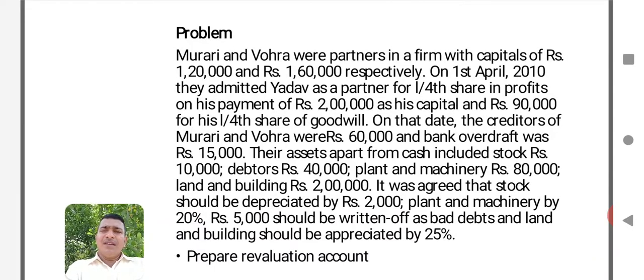Then you have to give importance to any provision that's being created. For example, provision for bad debt or RBD, that should be always recorded in the revaluation account. That will go to the debit side of the revaluation account. This is the method you have to follow for analyzing the problem.